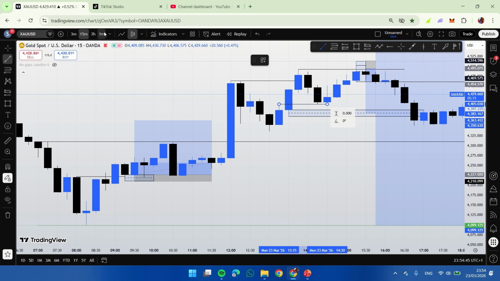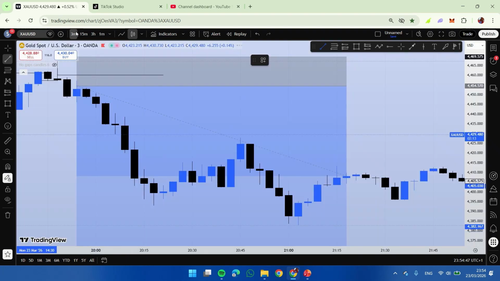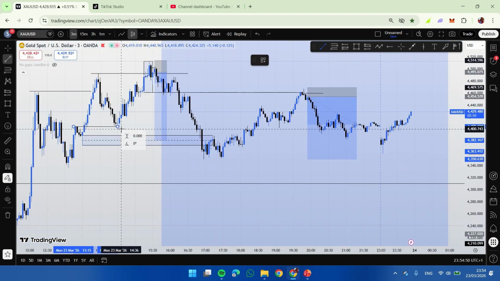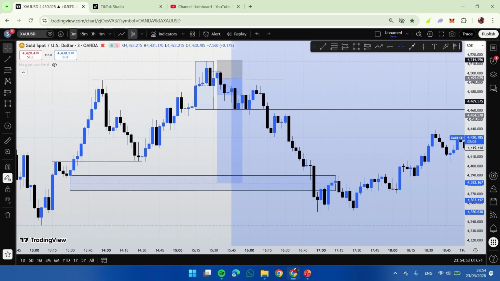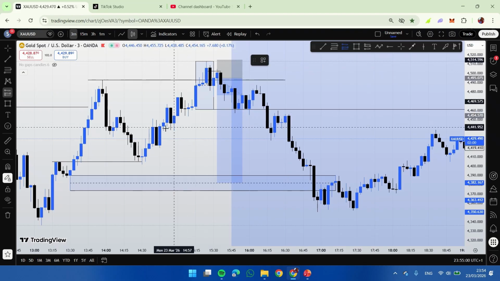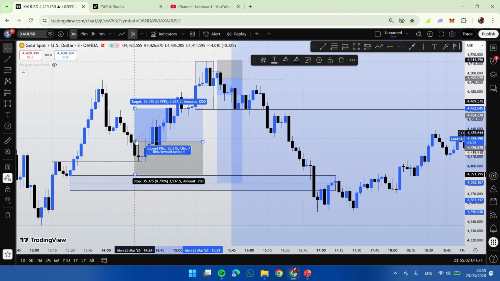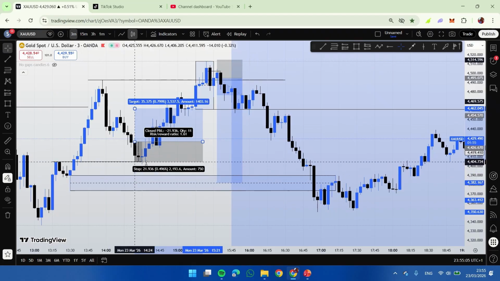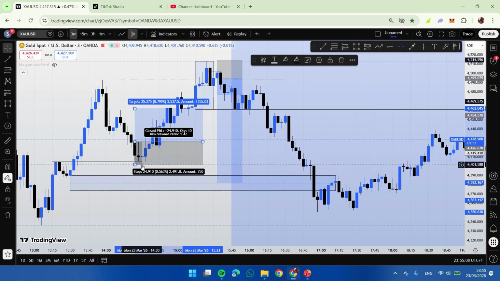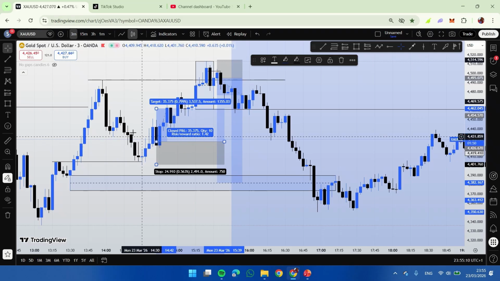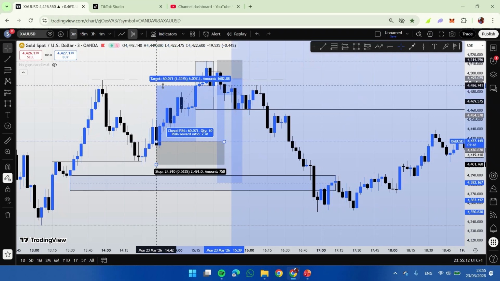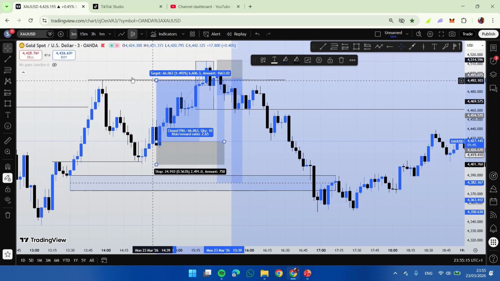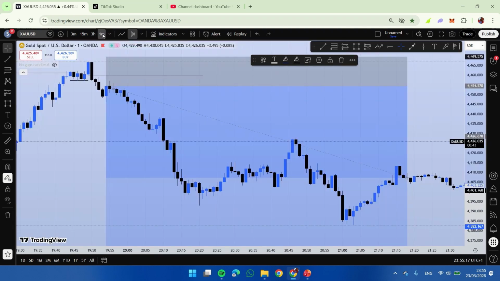So let's go and check 3 minutes first. You see this point, where would I have entered? At the change of character of the last important candle. SL at the low it created, and entry is here. So our take profit is at this high. You see, this is 1:2. Within 1 minute, I think we should have an entry there.